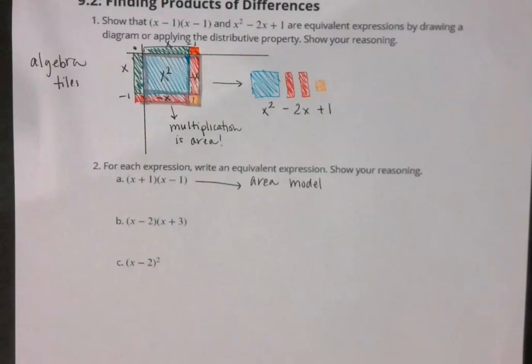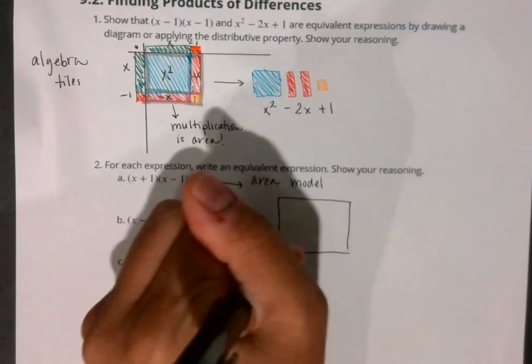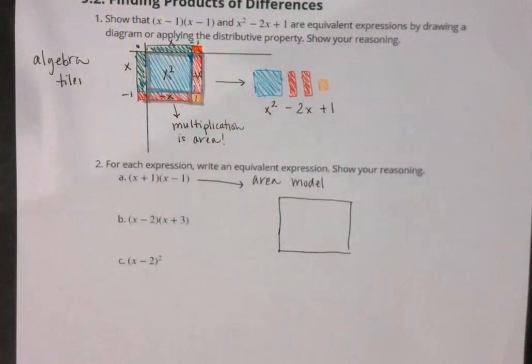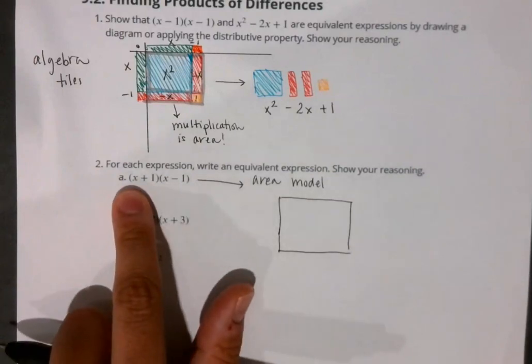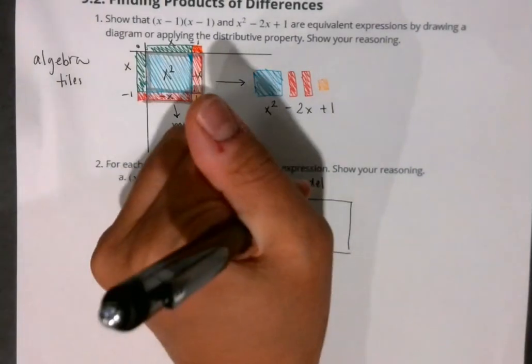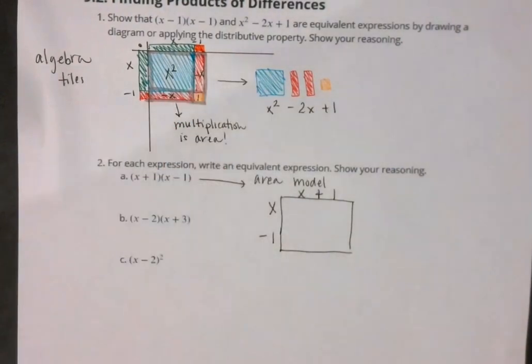So how the area model sets up is you actually draw a rectangle or a square, and across the top and the left, we write what the sides of this rectangle is going to be. So one side is going to be x plus 1, and the left side is going to be x minus 1. It actually does not matter which you put across the top and which you put across the side, as long as they are on two different sides.